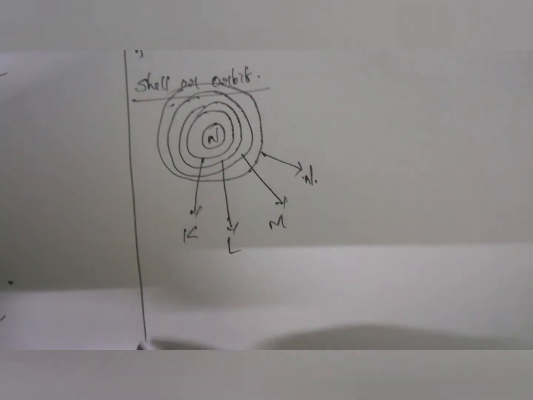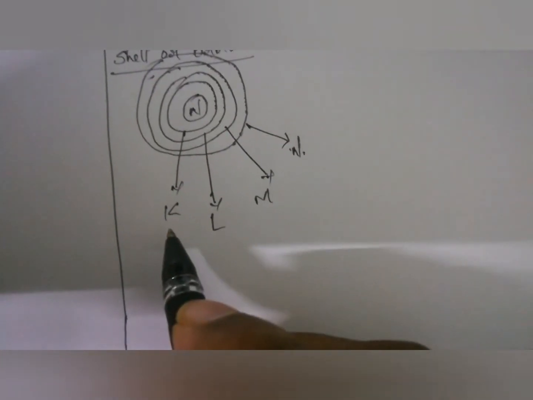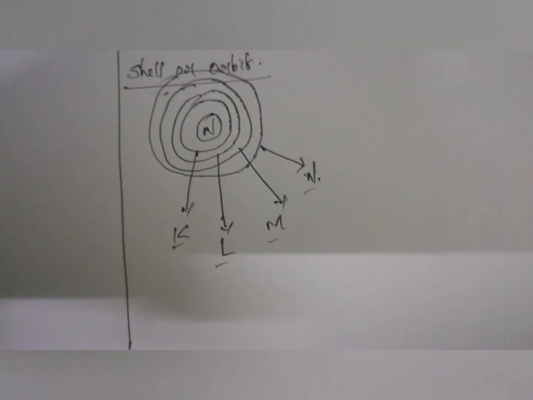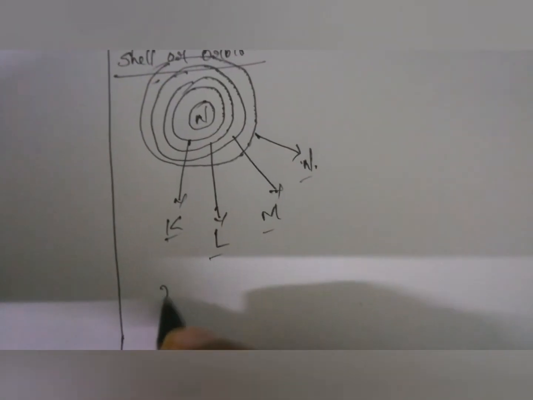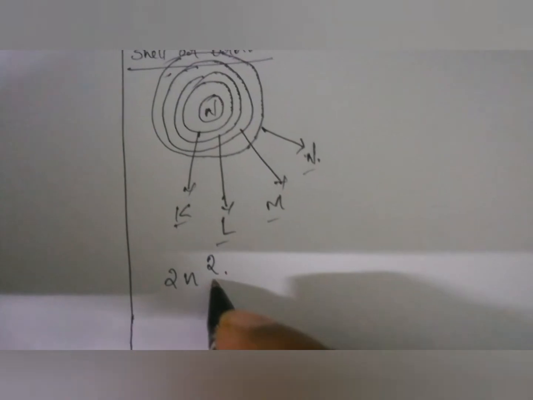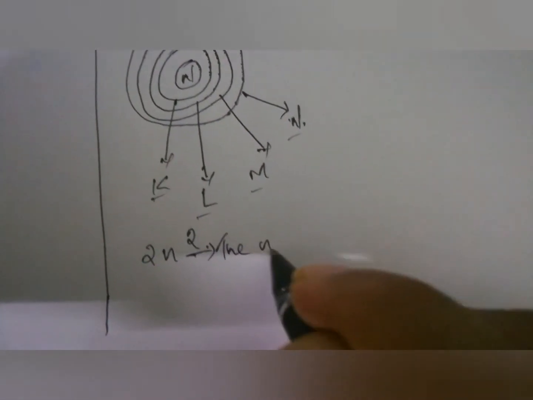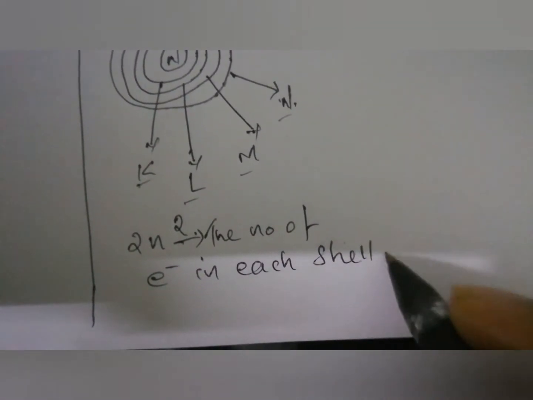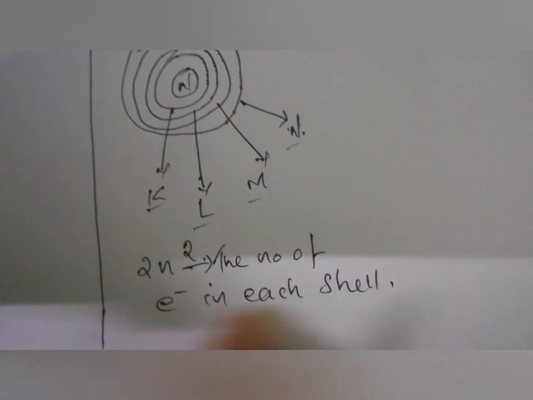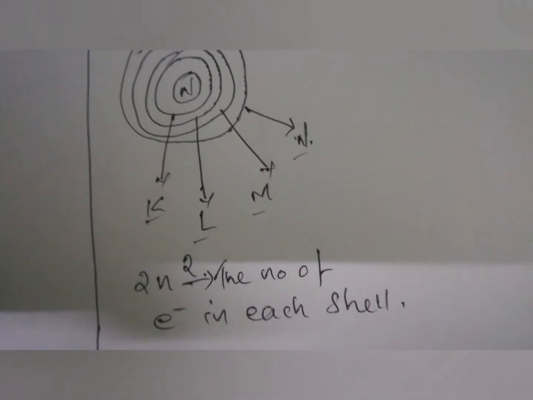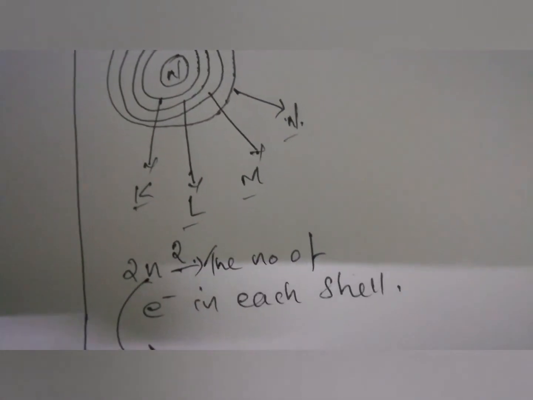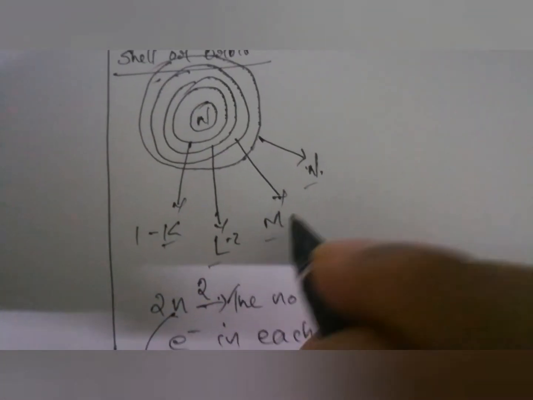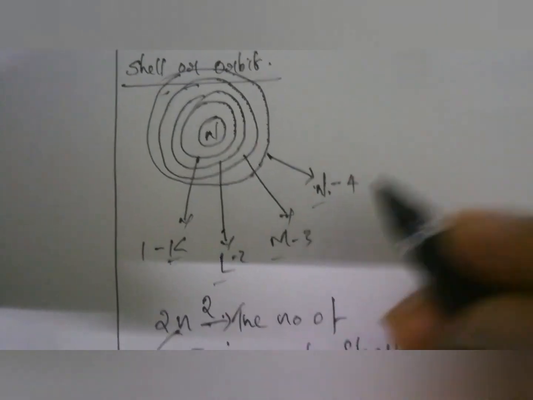Then we are going to talk about the number of electrons present in the K, L, M, and N shells. There is a formula for calculating this. The formula is 2n squared, for finding the number of electrons in each shell. What do you mean by n? n means the shell number. K means first shell, L means second shell, M means third shell, N means fourth shell.